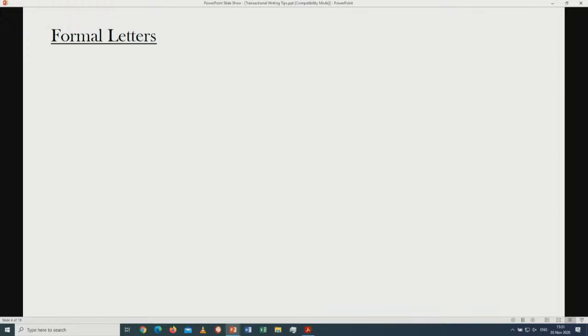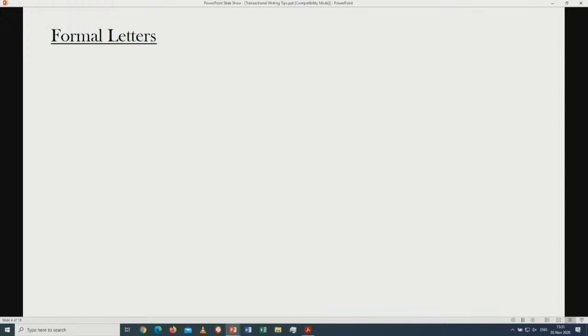Now we go to formal letters. Okay? Many of these tips are the same. The one thing I am going to say is this, the formal letter and the letter to the press, very similar in every regard. They have the most complicated format of any transactional task. But the one thing I will say about formal letters, they are valid.